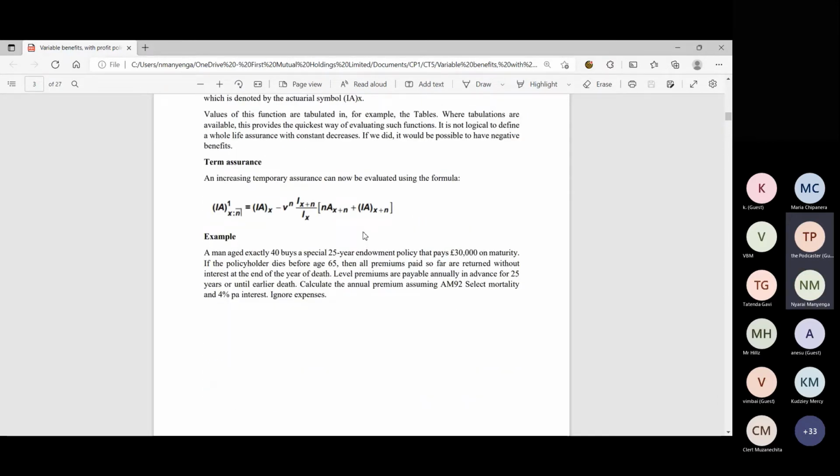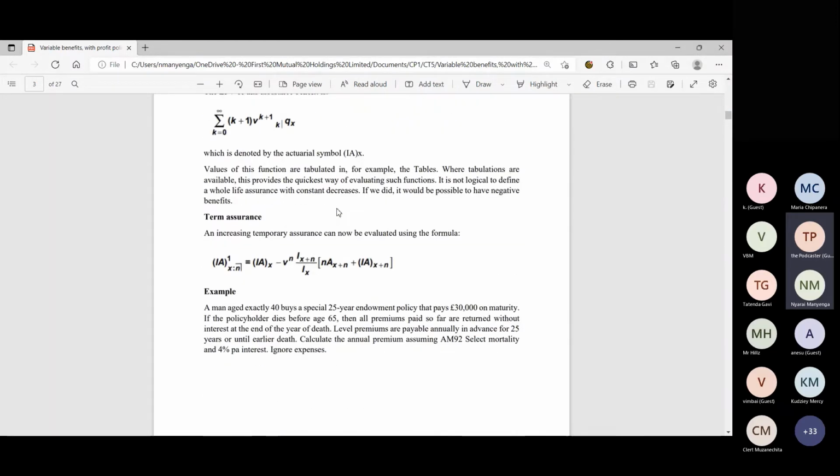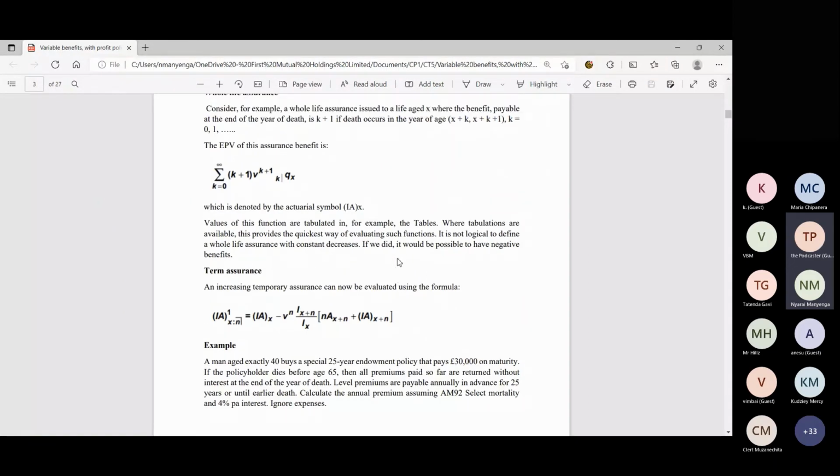So for a term assurance, an increasing temporary assurance can also be evaluated using this formula, which would be the increasing term assurance function for a life aged x with a duration of n, equal to the increasing whole life function at age x, subtracting the discount factor multiplied by these assurance functions in the brackets. So you should be in a position to know these formulas and also be able to apply them when you are asked a particular question in the exam.